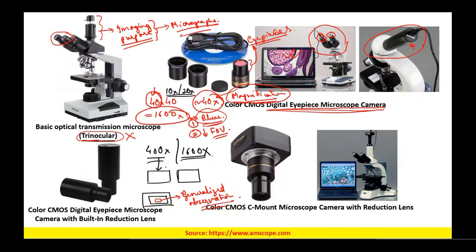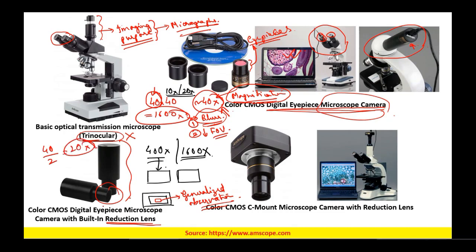So to avoid this, what can be done? We can have reduction lenses. The reduction lenses can be attached onto the microscope cameras, and by doing this we can bring down the magnification of the digital eyepiece cameras. Depending upon what type of reduction lens you use, suppose you use a two times reduction lens, that would be 40 divided by 2. That means you are bringing down the magnification of the digital camera to 20x.